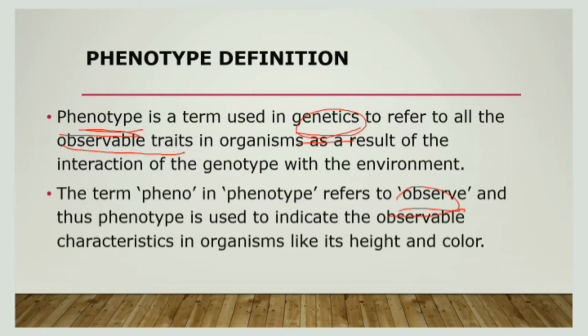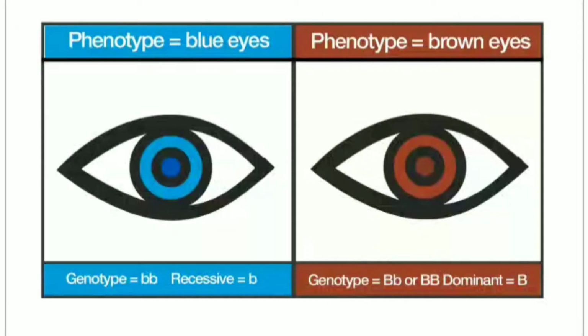If we take a flower, the flower color, whether it is red or white, these flower colors are referred to as phenotypes. These phenotypes arise from the interaction between the genotype and the environment. So the interaction of the genotype with the environment is known as phenotype. I hope what phenotype is, is clear. That is, phenotype is the observable characteristic in an organism.